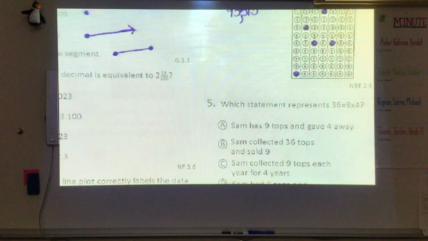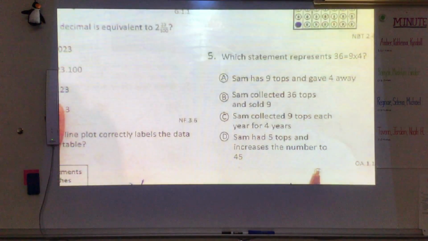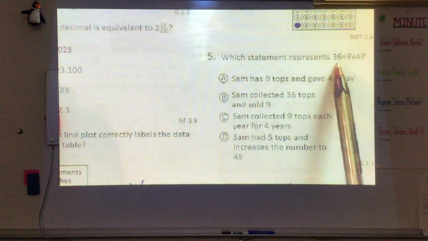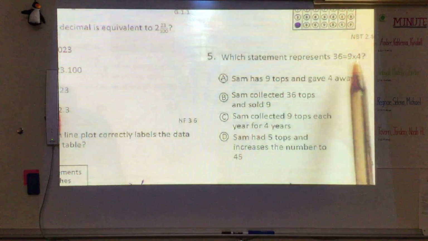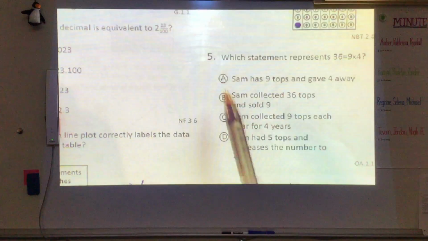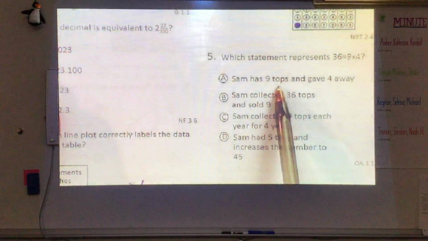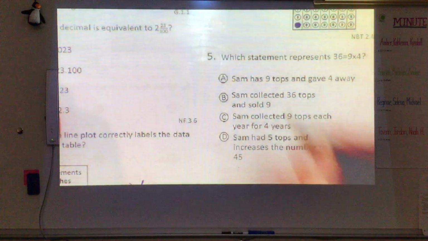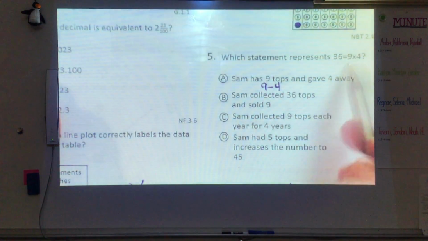All right, number 5. Which statement represents 36 equals 9 times 4? This is a similar one to the one we did the other day, isn't it? It is. But now we've actually got real world scenarios. Look at Sam here. Sam has 9 tops and he gave 4 away. Well, that would be 9 minus 4, wouldn't it? But that is not what we're looking for.